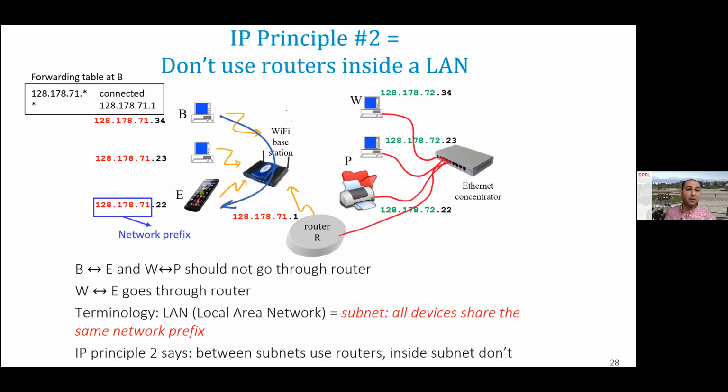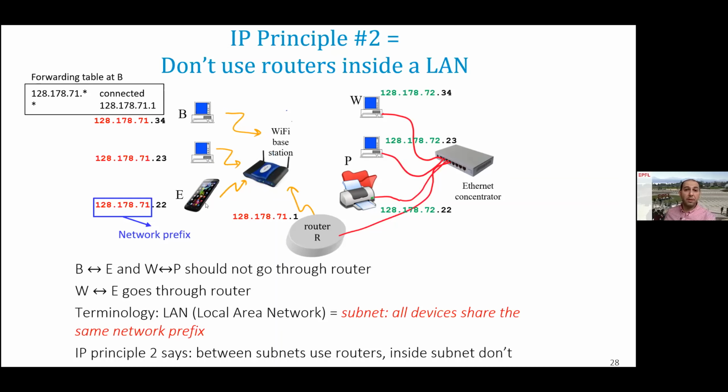The first entry corresponds to the network prefix to which the machine is connected, and the second entry is the default gateway. So B has a packet to send to E. The destination address is 128.178.71. It will look at its forwarding table and see that this network prefix corresponds to the first entry, which is directly connected. So now B knows that it does not have to go through a router because it is directly connected. It will send the packet directly from B to E.